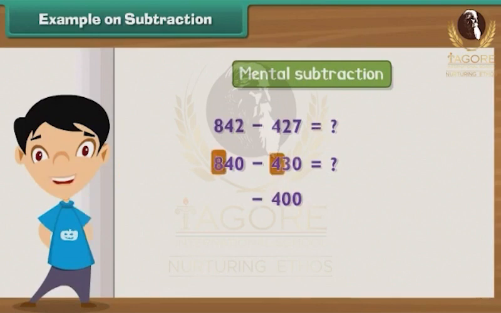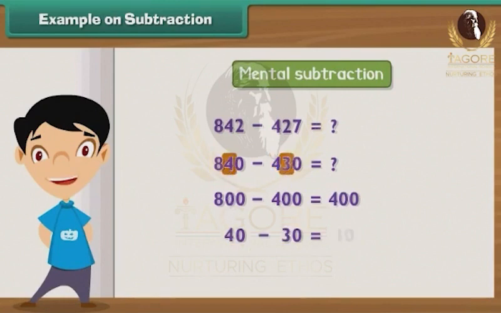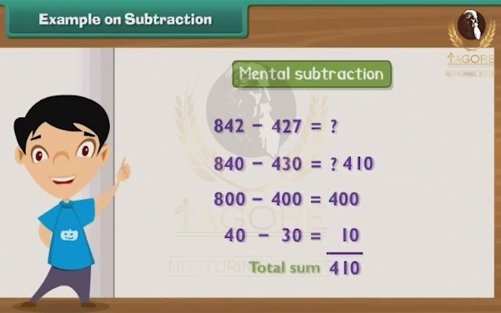First, subtract 400 from 800 to get 400. Then subtract 30 from 40 to get 10. Therefore, the difference between 840 and 430 is 410. But we subtracted an additional 3 when we subtracted 430 instead of 427. So, we add 3 to the difference. We left out 2 when we subtracted 430 from 840 and not 842. So we add 2 more to the difference. Thus, the result of subtracting 427 from 842 is 415.